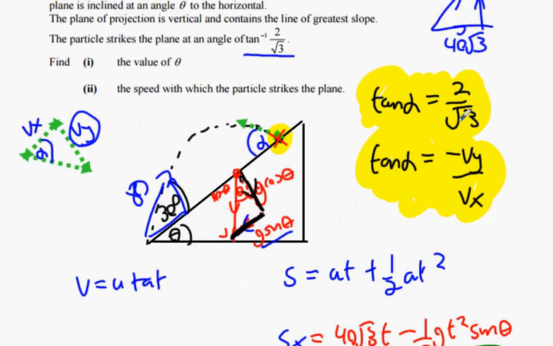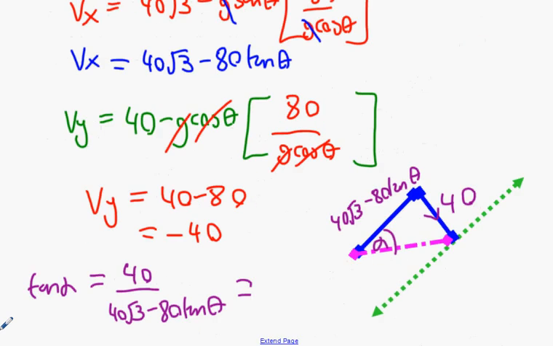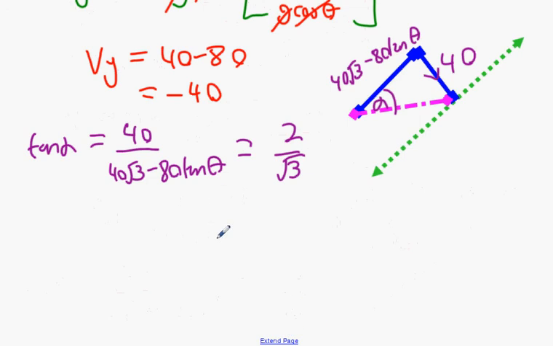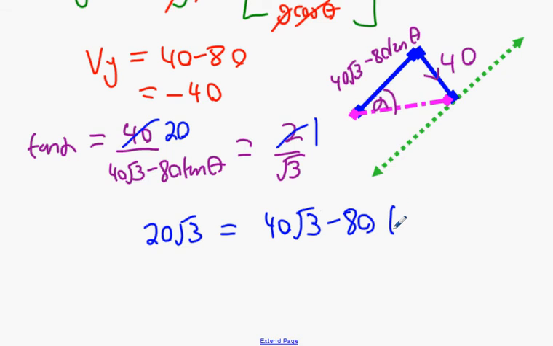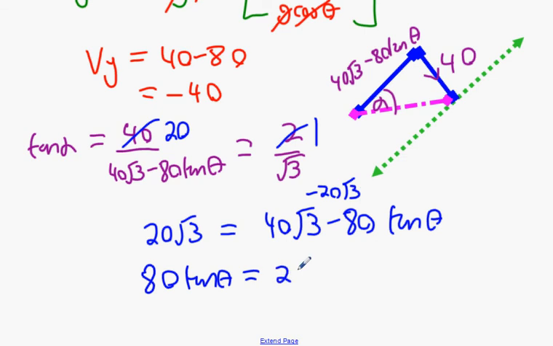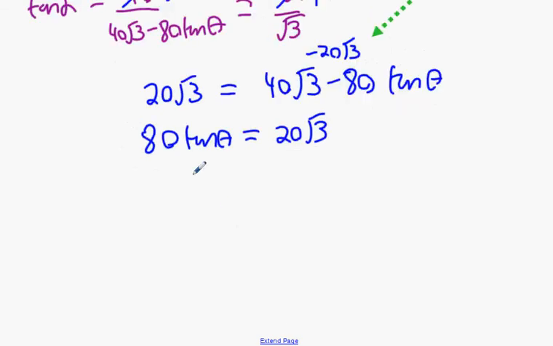2 over root 3. It's handy out. Okay. Alright. Going to divide both sides by 2. I'm going to multiply that by root 3. 20 root 3 equals 40 root 3 minus 80 tan theta. I'm then going to bring the 80 tan theta to the left, and bring that 20 root 3 to the right. Take that 20 root 3 away from the 40 root 3 to get 20 root 3. Tan theta, therefore, is going to be root 3 over 4.